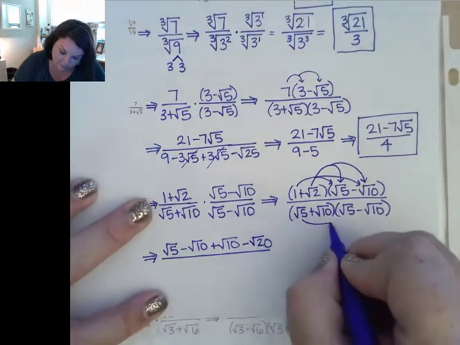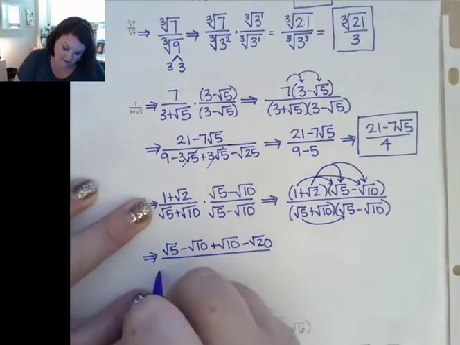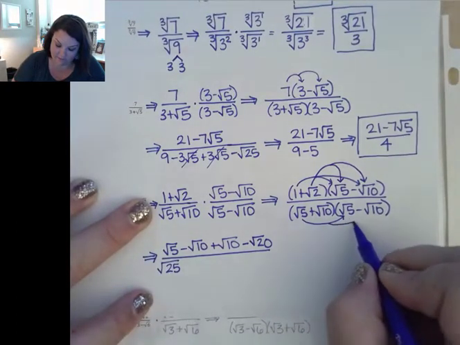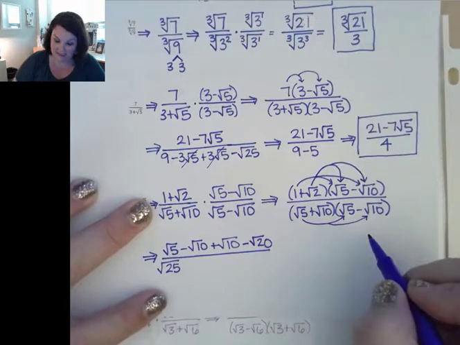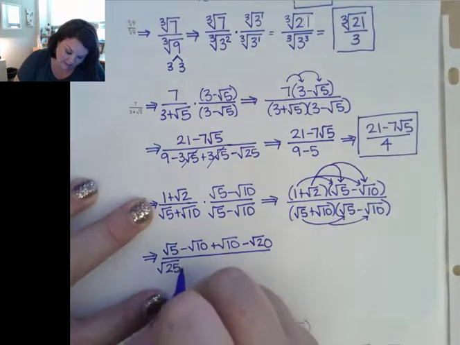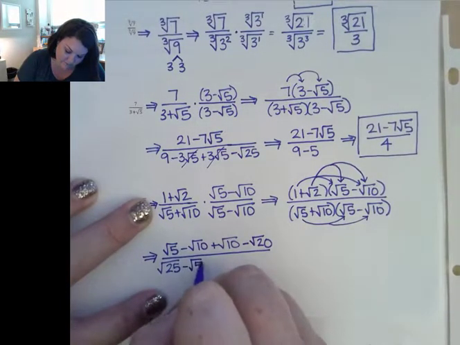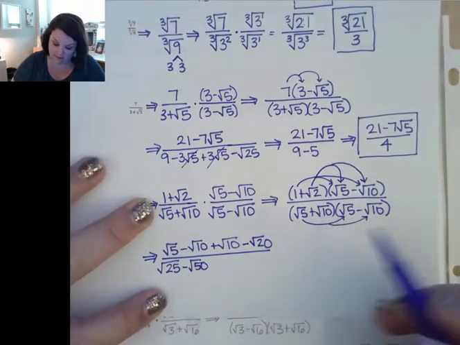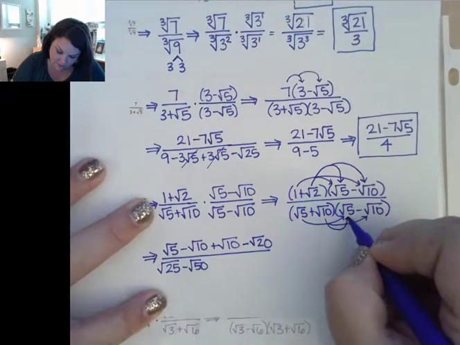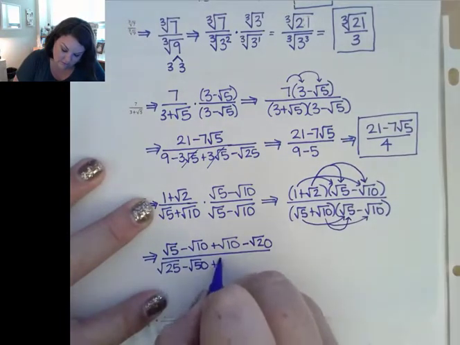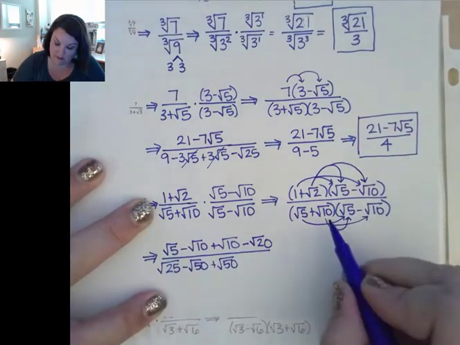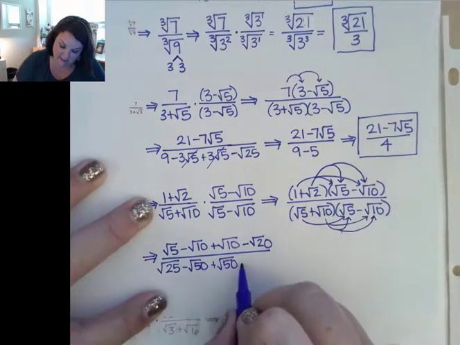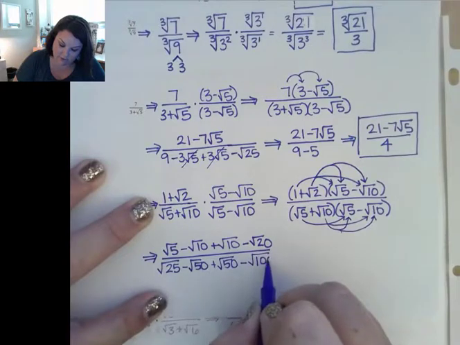All over, and then I need to distribute this one out, right? So square root of 5 times square root of 5 is the square root of 25. Square root of 5 times negative square root of 10 gives me a negative square root of 50. And then I want to distribute my square root of 10. So square root of 10 times square root of 5 gives me a positive square root of 50. Square root of 10 times negative square root of 10 gives me a negative square root of 100.